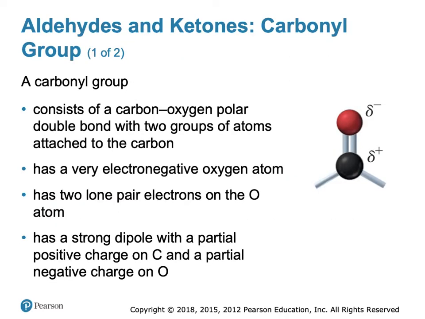An aldehyde or a ketone consists of a carbonyl group. A carbonyl group is a carbon that's doubly bonded to an oxygen. You are going to have a partial positive on the carbon and a partial negative on that very electronegative oxygen atom. There are also two lone pairs on the oxygen atom of a carbonyl. So there's a very strong dipole in an aldehyde or a ketone.